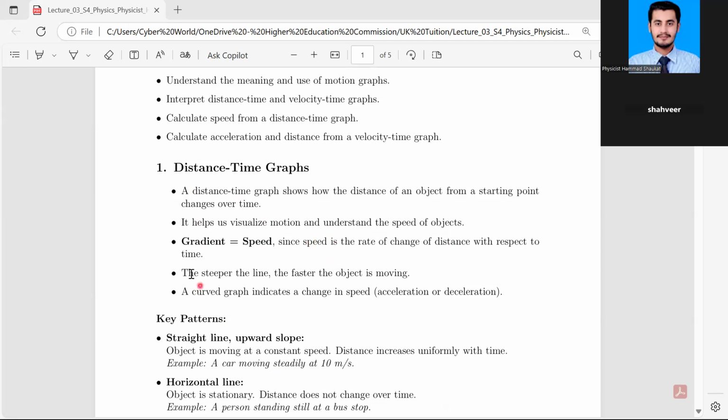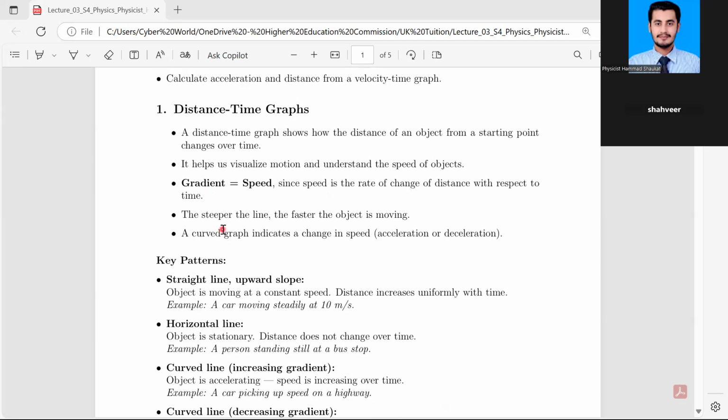Once we make the graph, you can interpret that the steeper the line, the faster the object is moving. You know what is meant by steeper. If the line is steeper, you can say the body is moving with faster speed. If your line is not steeper, then you can say the body is moving with slow speed. Whereas curved lines, or a curved graph, indicate that there is a change in speed.